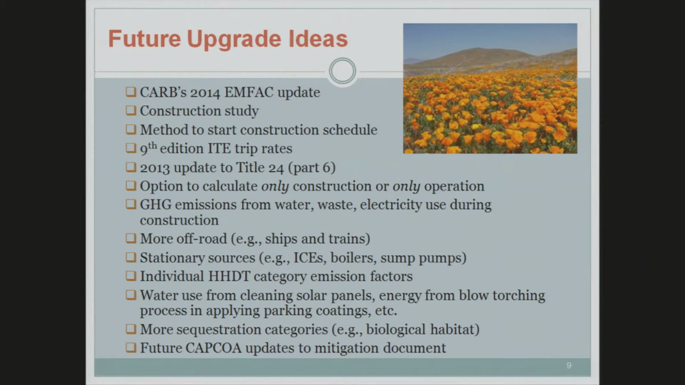Okay, it's an onslaught of words, but I just thought, since you would have this anyway in front of you, to give you some ideas of some things we're going to be looking at in the future, such as ARB coming out with their 2014 EMFAC updates this summer. So we're automatically, again, looking to the future of updating the model again, and that makes sense. It's a model. It's just the way models work.